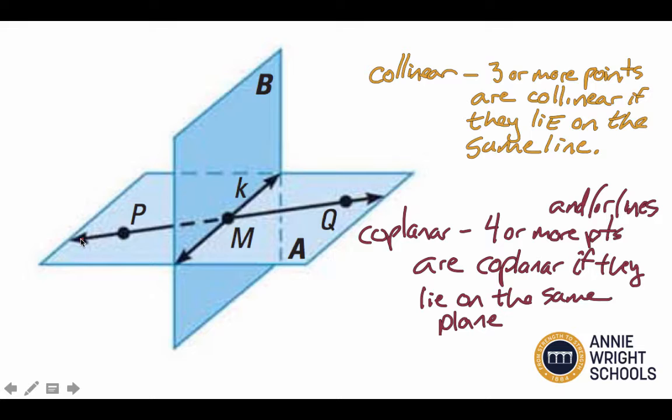So do you see this line here, PQ? Do you see this line, K? Do you see that those 2 lines are coplanar because they're both in plane A? Do you see if I was to put some line here that stayed in plane B, and let's call this line T, do you see how line T and line K are in plane B and they're coplanar? So our 2 first definitions, collinear, coplanar.